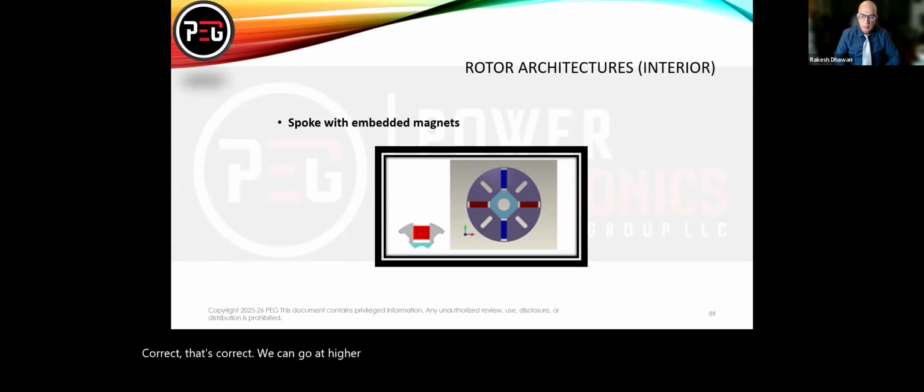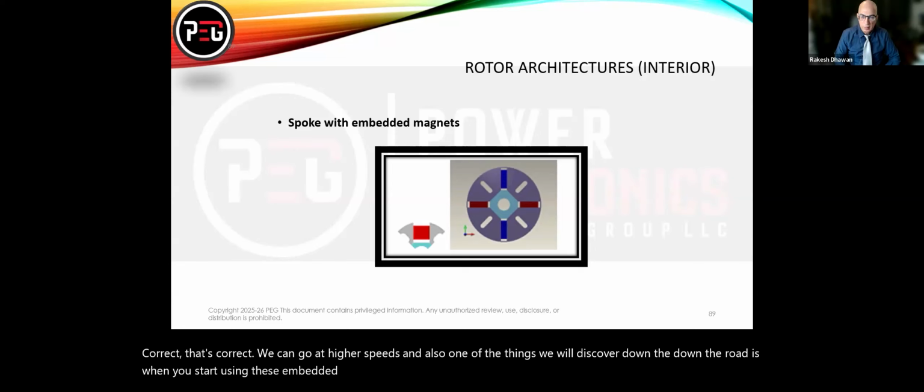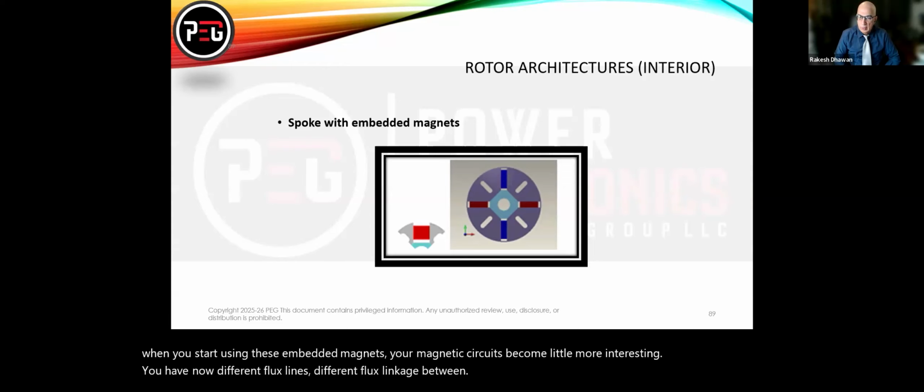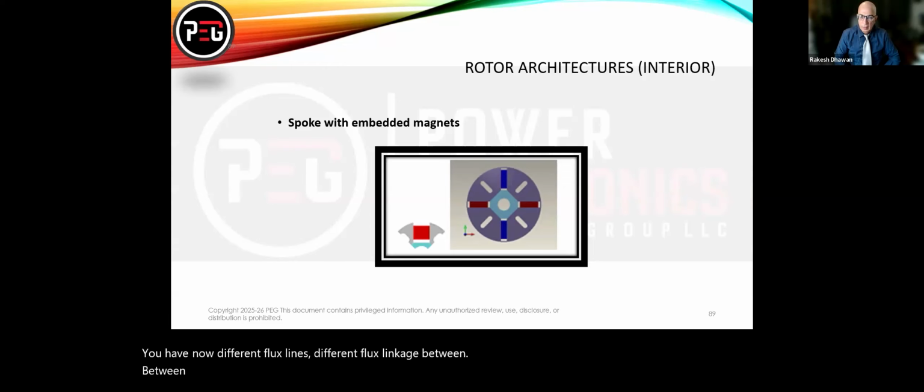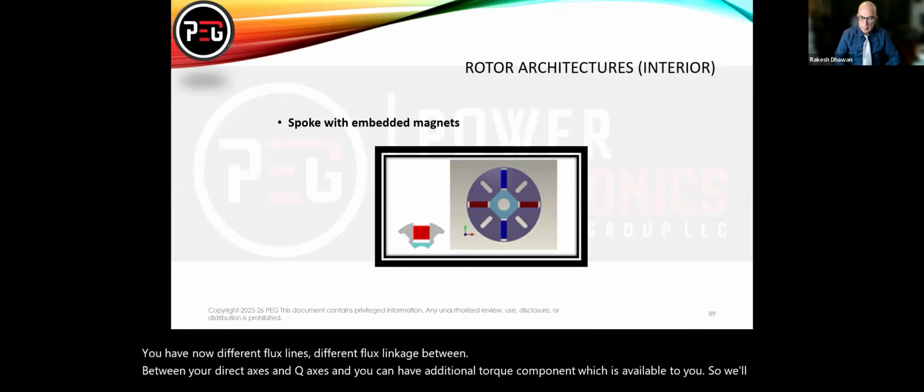And also, one of the things we will discover down the road is when you start using these embedded magnets, your magnetic circuits become a little more interesting. You have now different flux lines, different flux linkage between your direct axis and Q axis, and you can have an additional torque component which is available to you. So we'll discuss that in the upcoming slides.